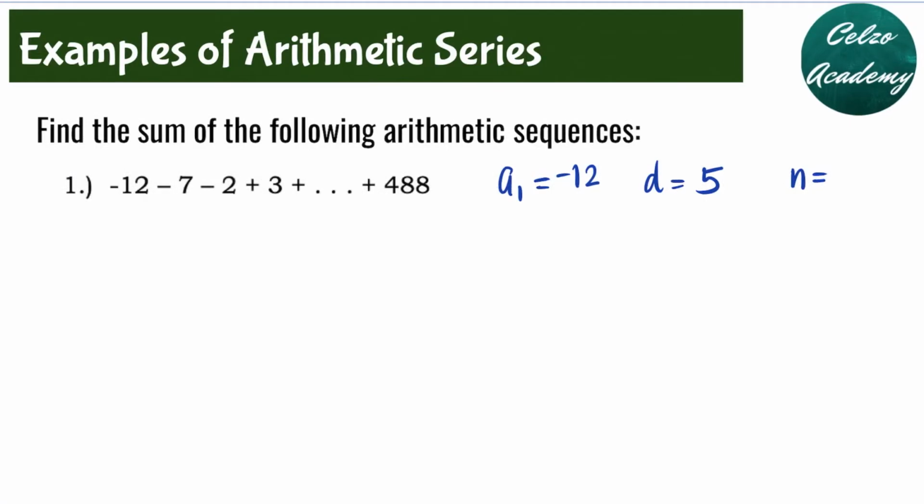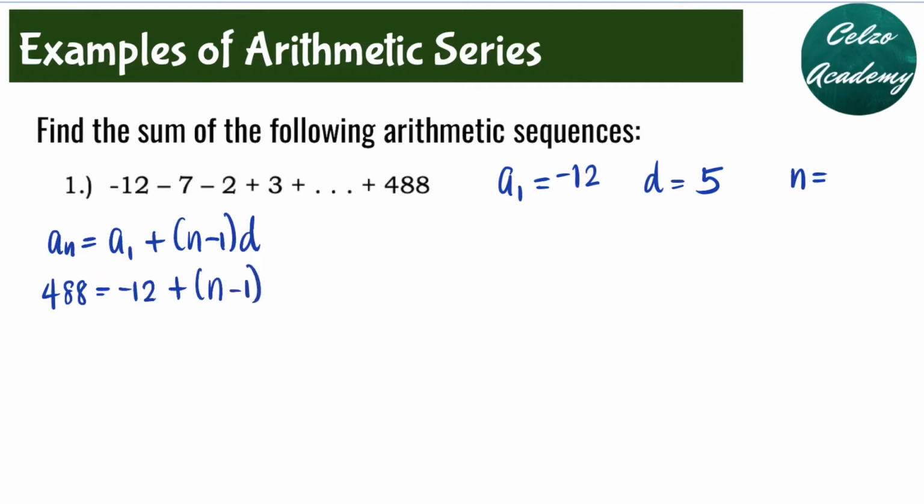So the first thing that we need to do is solve for n using the arithmetic sequence formula. a sub n is equal to a sub 1 plus n minus 1 times d. a sub n is the last term, which is 488. a sub 1 is the first term, negative 12. Plus, we don't have the n yet, so we have n minus 1. And the common difference here is 5.